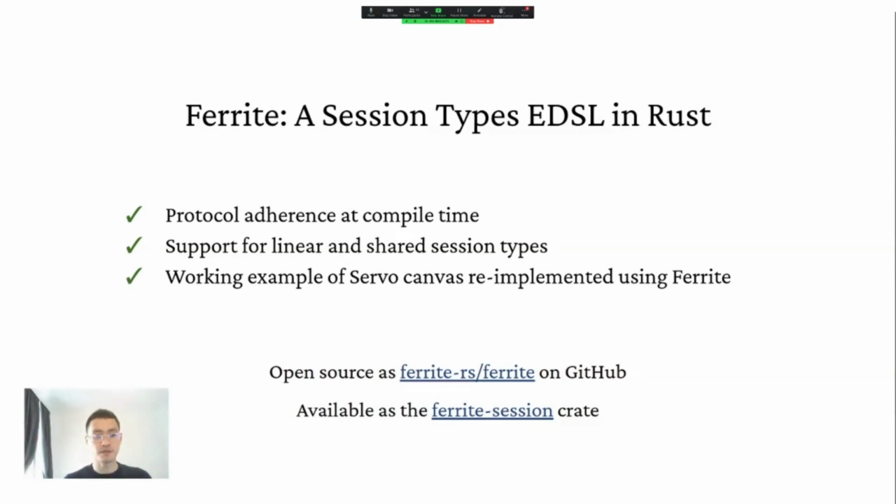Compared to previous approaches in Rust, Ferrite overcomes various implementation challenges and is able to enforce protocol adherence at compile time. In addition to linear session types, Ferrite also supports shared session types, which makes it practical to use session types in a shared setting. For evaluation purposes, we have also re-implemented the communication layer of the canvas component in Servo to use Ferrite for shared communication. The Ferrite library is open source and is available on GitHub. It is also published as the ferrite-session crate.